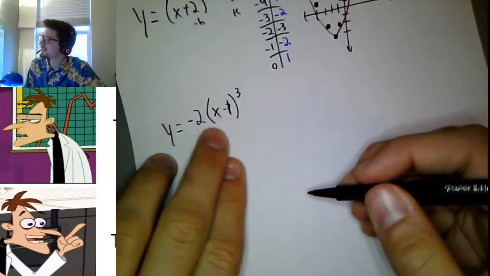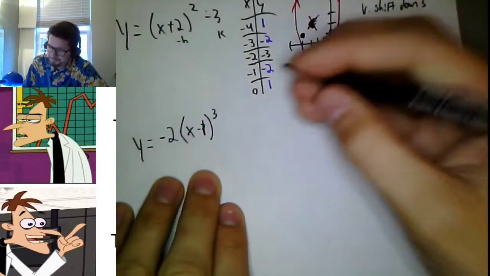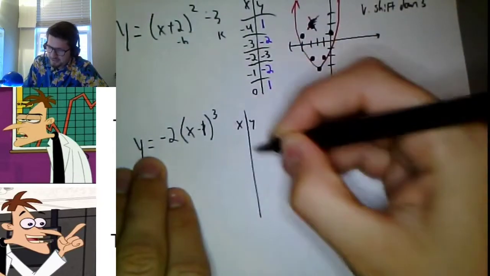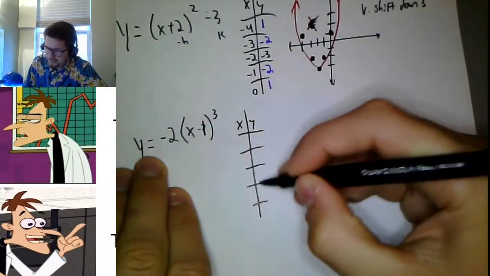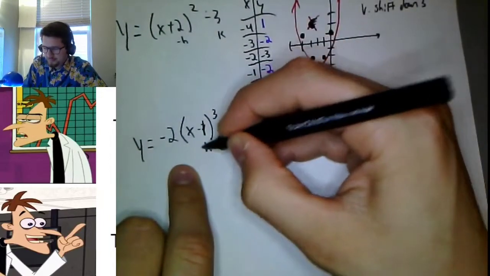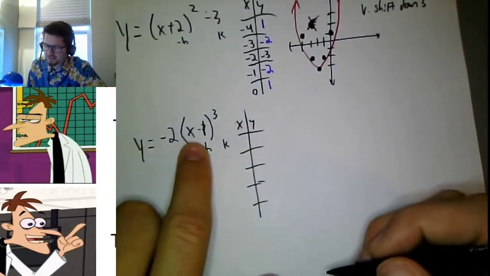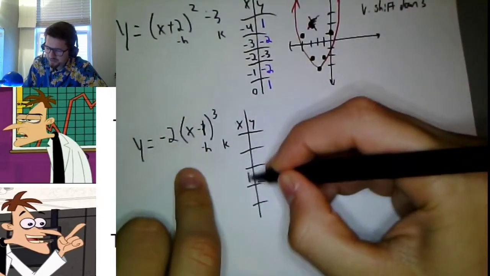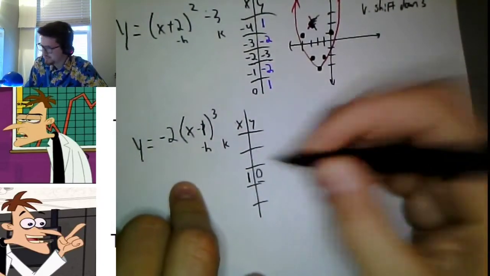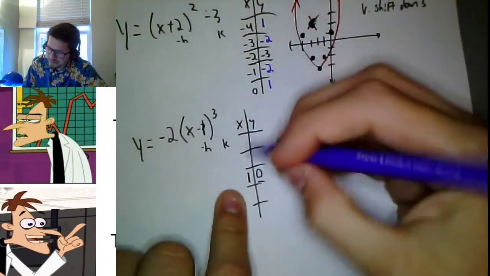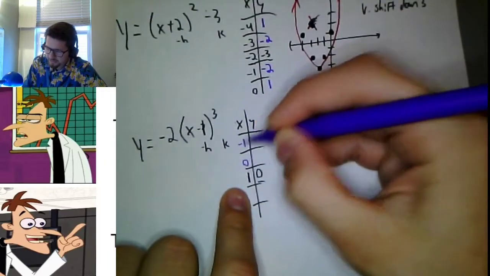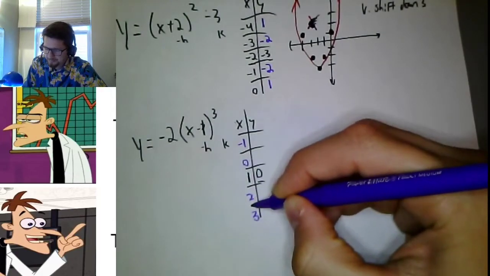Negative 2 times the quantity of x minus 1 cubed. Get my xyt table online: 1, 2, 3, 4. What's my vertex? The opposite of h. Negative 1 turns into a positive 1. My k, I don't have one, so it's 0. All right, I'll go down 2: 1, 0, negative 1. 1, 2, 3.